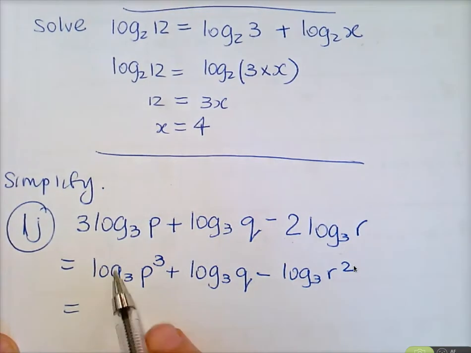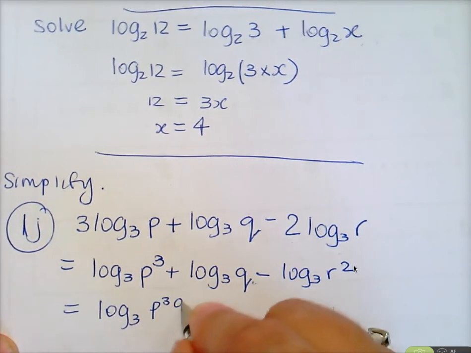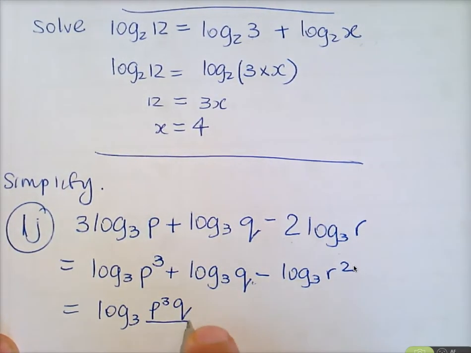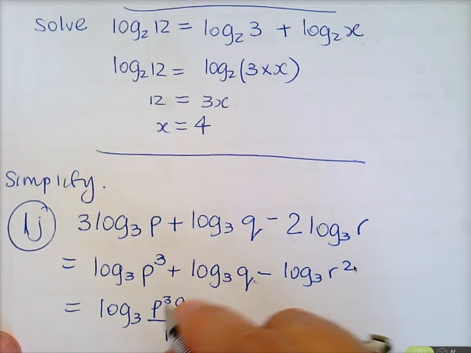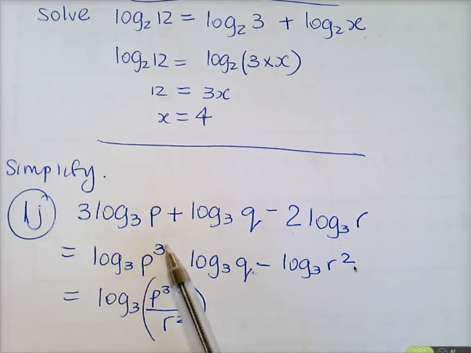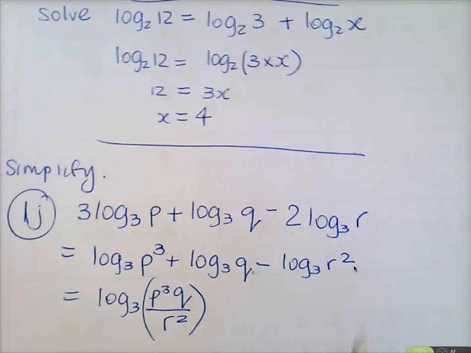So girls, when you're adding, what do you do with your logs? You multiply. And when you're subtracting, what are you doing? You divide. You okay with that done in one step? So that would be log to the base 3 of p cubed plus log to the base 3 of q, which means multiply the p cubed and the q. But when you go minus the r squared, you're dividing by r squared here. Okay? All right, another one.